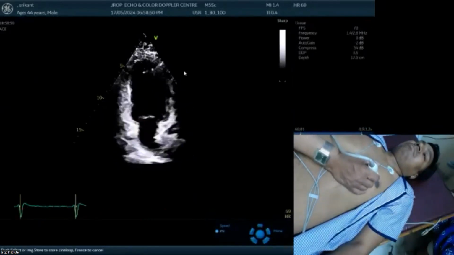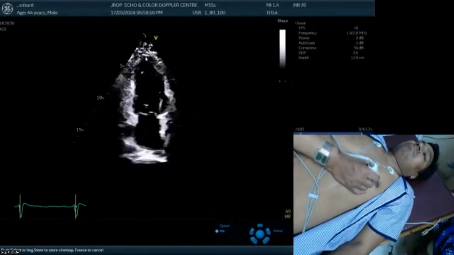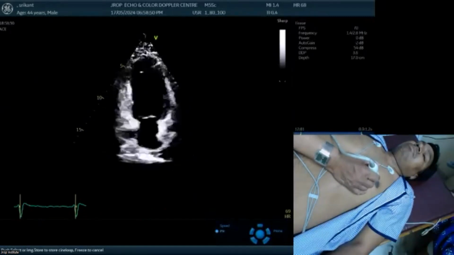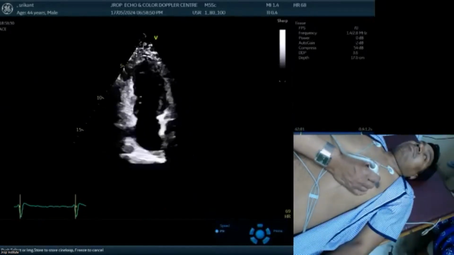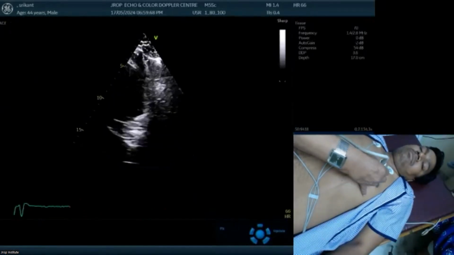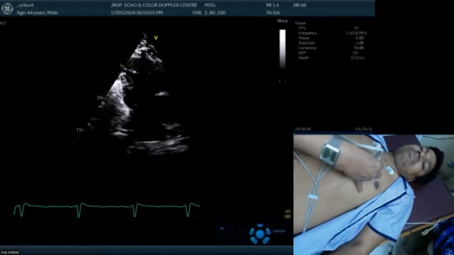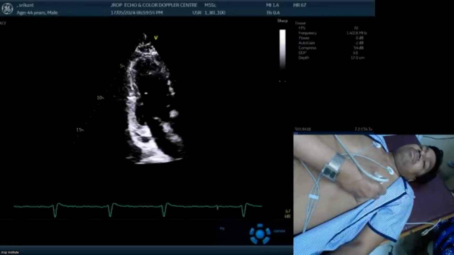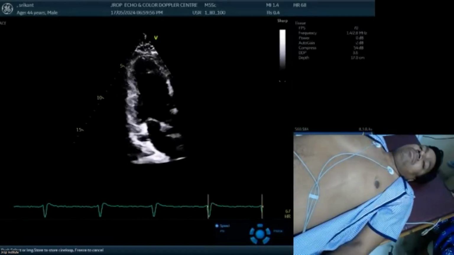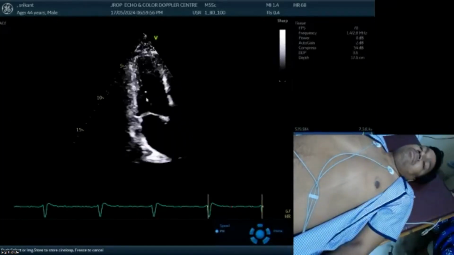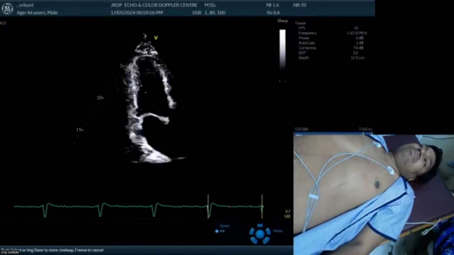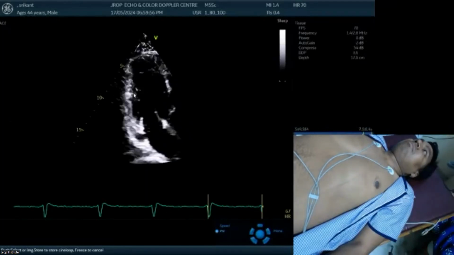Then comes the two chamber view. Whole of the anterior wall is supplied by LAD. Then basal and mid inferior wall is supplied by RCA. And if I rotate my transducer 90 degrees, this is the picture of the parasternal window. So this is LA, this is LV, this is anterior septum, and this is the posterior wall. And I'm going to store this image for future reference.